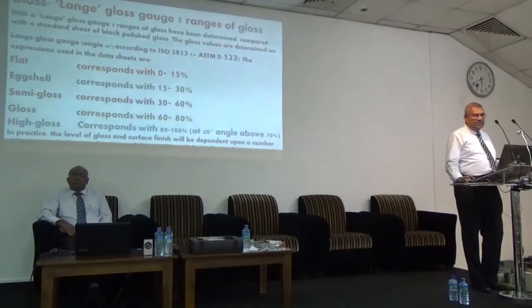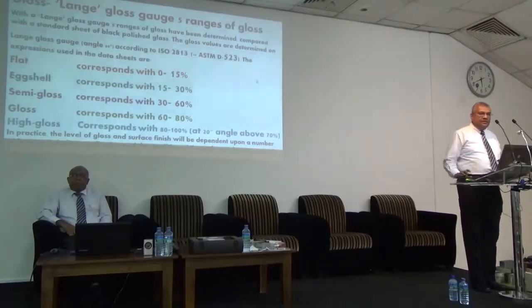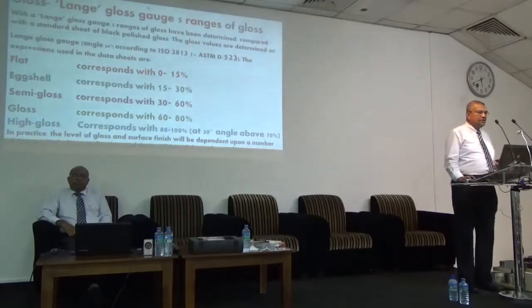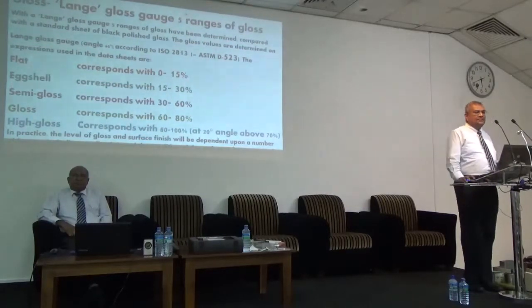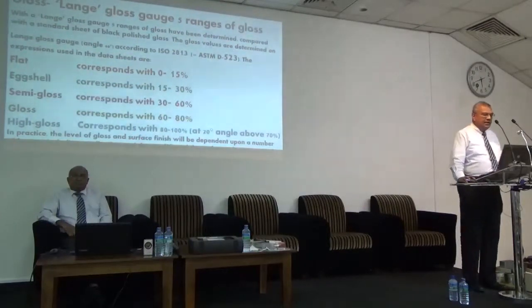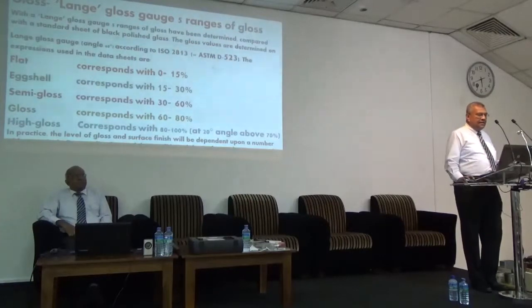Then we talk about the gloss. Now when you go to the market, you used to have this gloss enamel paint. So you say gloss, everybody's happy, glossy, shiny. So how do you categorize the gloss? As per ISO 2813 or ASTM D523, which is a better standard, they have 5 grades: flat, eggshell, semi-gloss, gloss, high gloss.